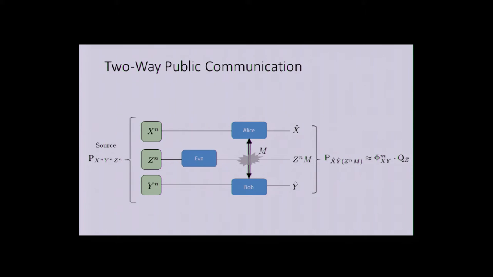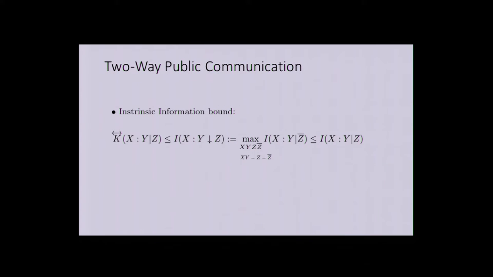Okay, so moving along onto the two-way public communication. It was probably a bit too much to expect that we could answer the result completely given the fact that we don't know the capacity for two-way secret key distillation. Nevertheless, we are able to get a nice necessary condition, and it's based off the intrinsic information. So again, this should be minimized here. I just copied it incorrectly from the first slide.